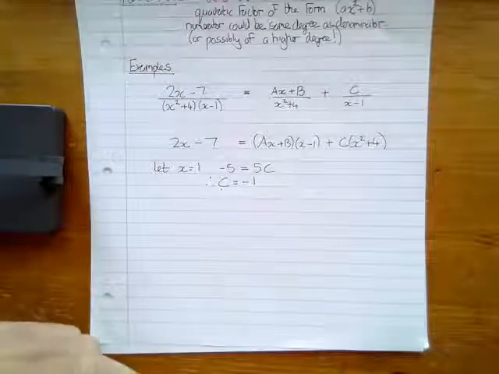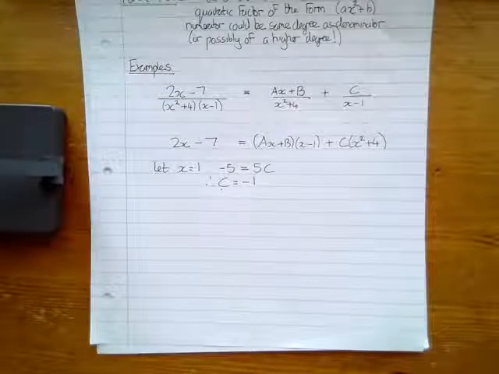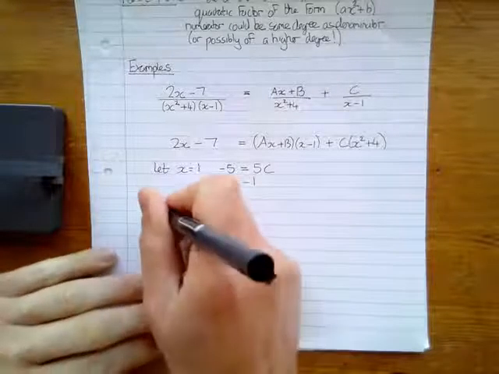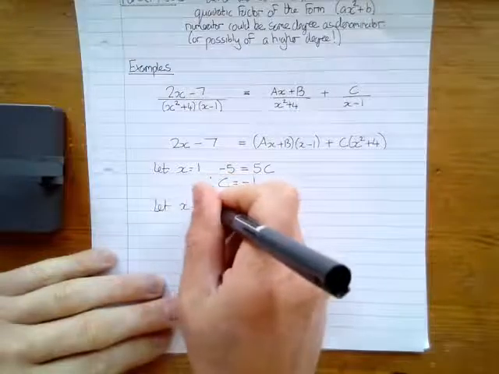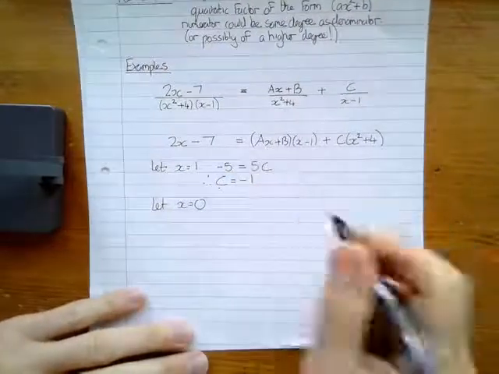Now we need to discover the values of a and b, and to do that we're going to need to sub in another cunning value of x, and the cunning value of x this time is x equals 0. Hopefully you can see why. It's going to make the ax term disappear, and I'll just have the b.